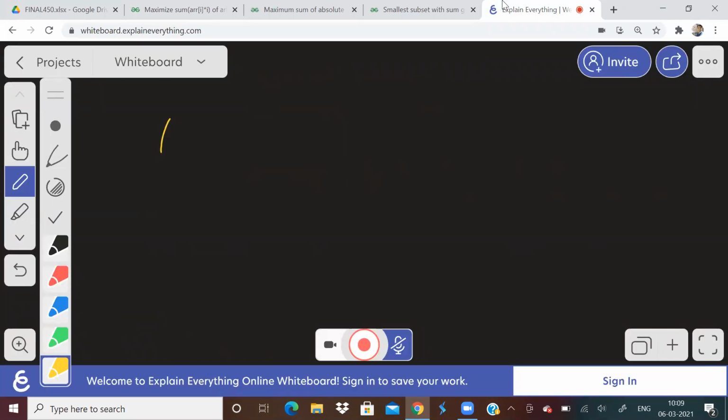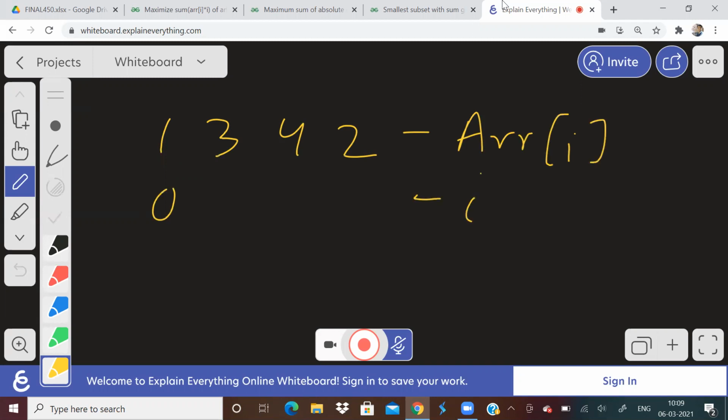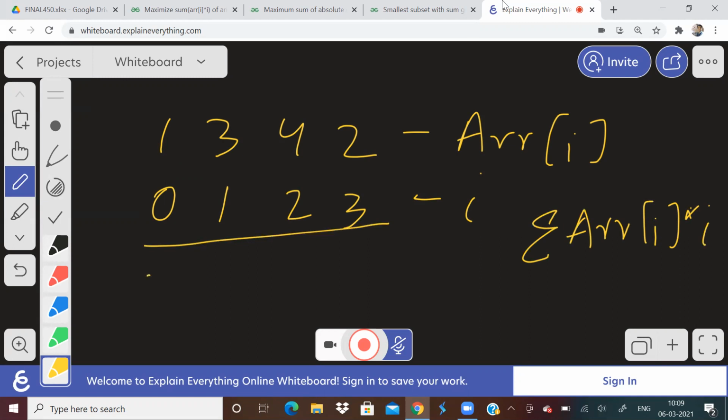Suppose the array is 1, 3, 4, 2. This is the array of i, and let us say i, the indexing is from 0, so 0, 1, 2, 3. Now what is the summation of arr[i] into i in this case? It will be 1 into 0, which is 0, plus 3 into 1, 3, plus 4 into 2, 8, plus 6. How much is this? It is going to be 17.